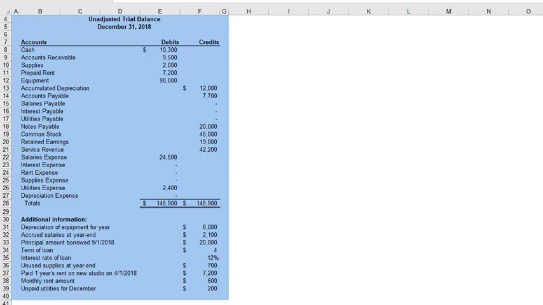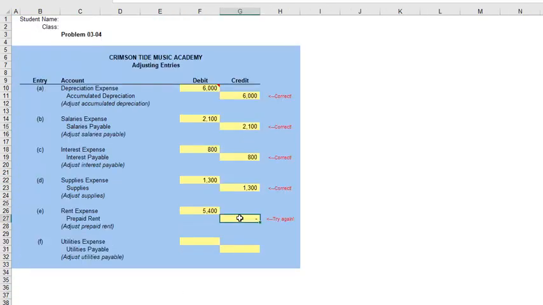So $200, I'm going to come over here. Oops, that didn't update. I'm going to come over here and add $200 in my utilities expense and $200 in my payables.